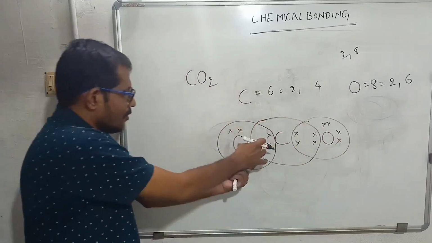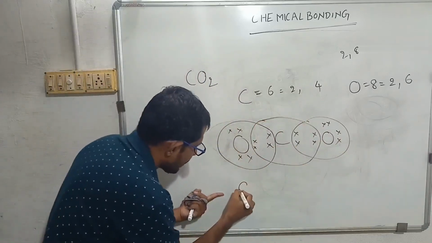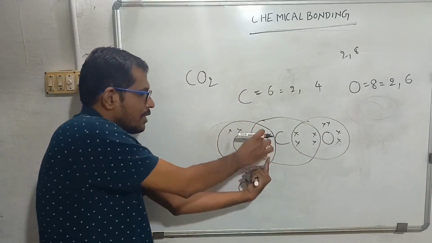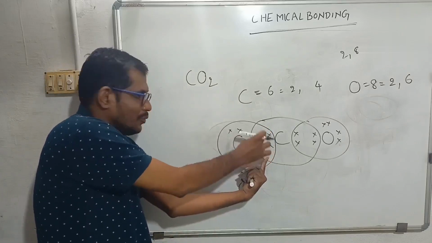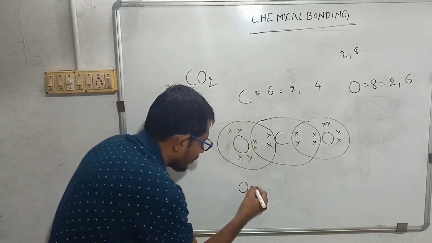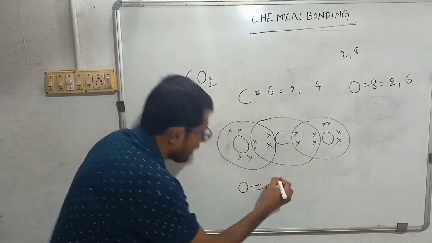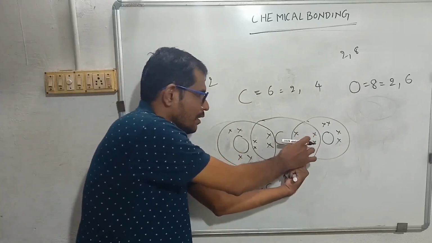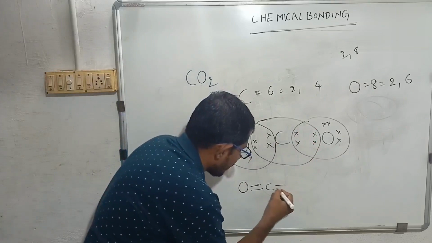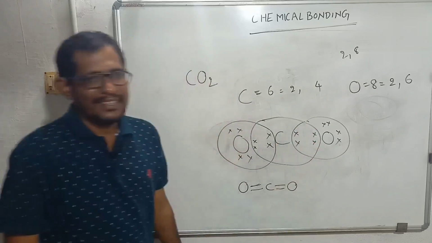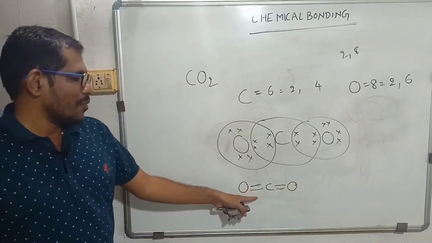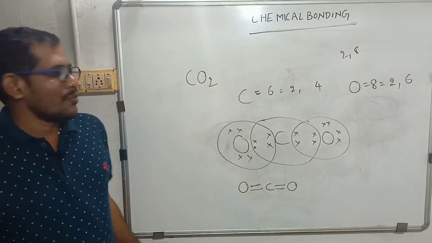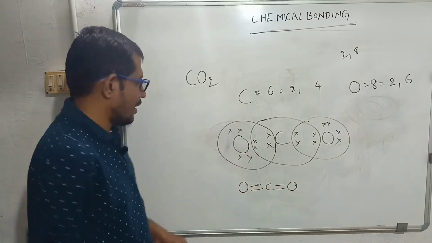Now first write O, right? How many electrons are going to be shared here? 2 pairs of electrons. So a double bond will come. Then again write C. How many electrons are going to be shared over here? 2 pairs. So a double bond will come. So the covalent bond structure of the CO2 molecule is O double bond C double bond O, which we directly write as CO2, right?